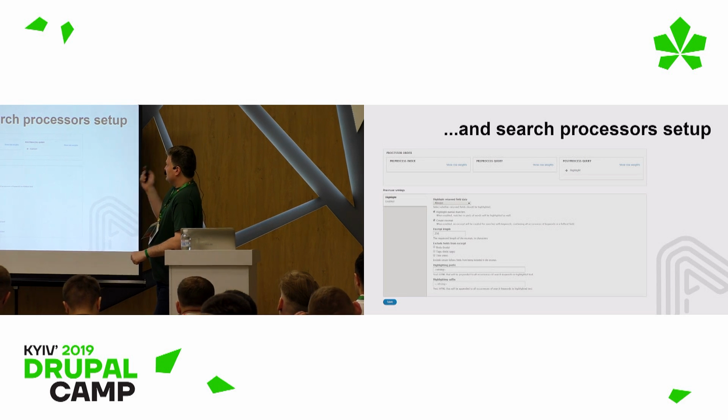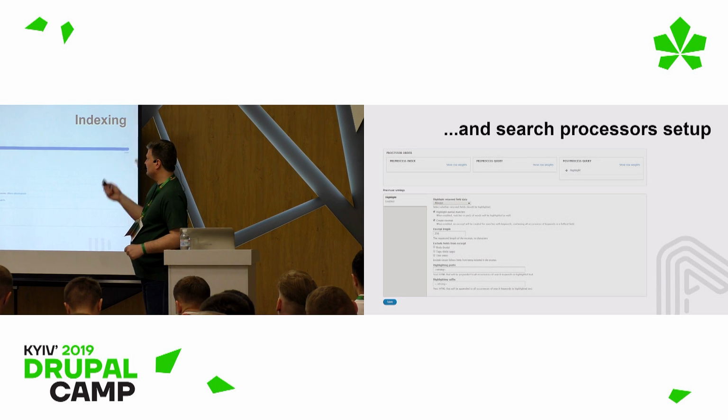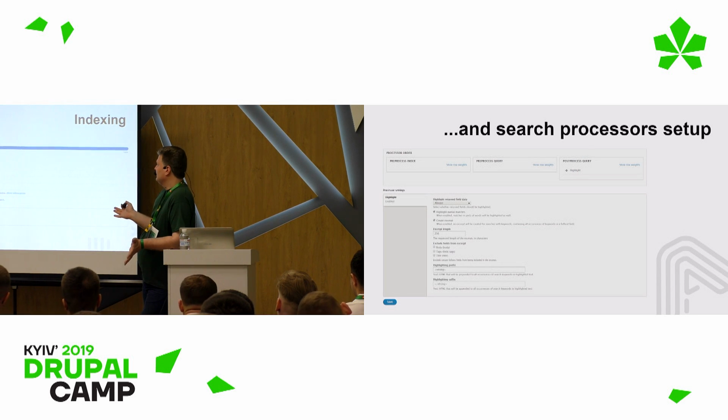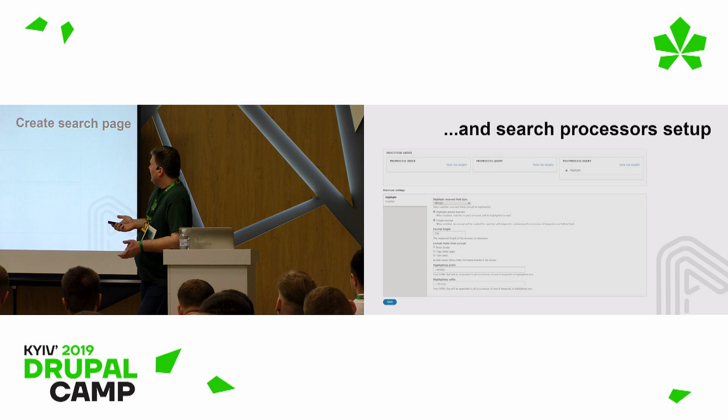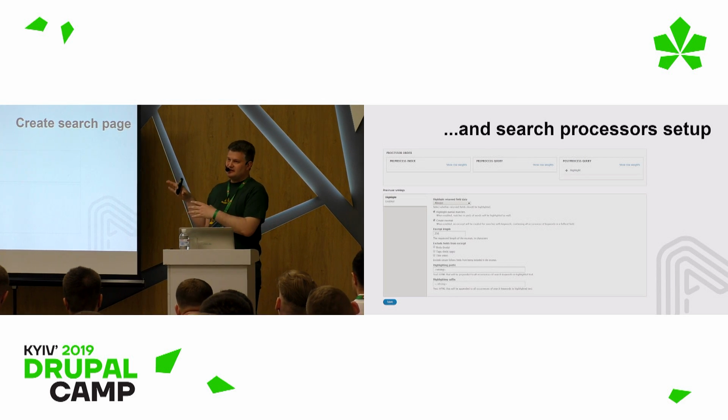And when we're finishing with configuring of processors, we're just running indexing. As you see on the screen, we need just to click index now, and all data which is configured into the search index will be indexed, and it will be available for next processing. When we have an index and indexed data inside it, we can work with this data.